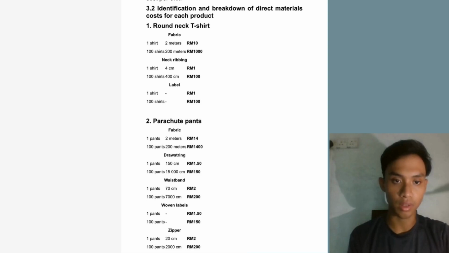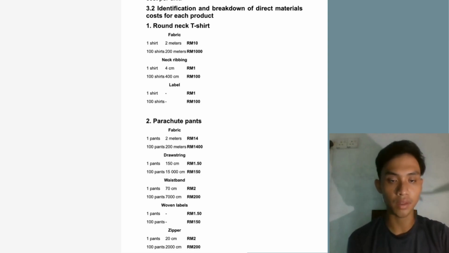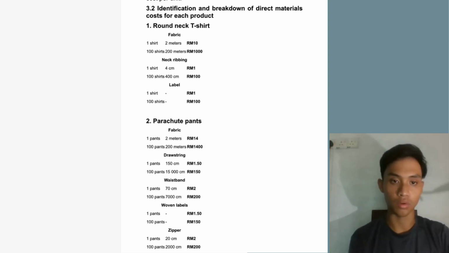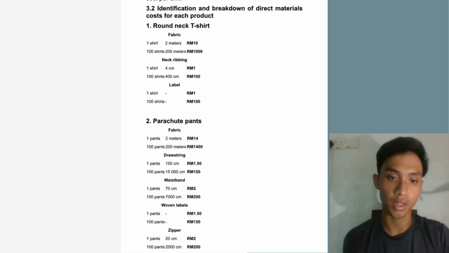Then we use neck ribbing. One shirt uses 4 cm and the total cost is 1 ringgit. So for 100 t-shirts it is 400 cm and the total is 100 ringgit. For the label, one shirt uses one label at 1 ringgit, and for 100 t-shirts it is 100 ringgit.